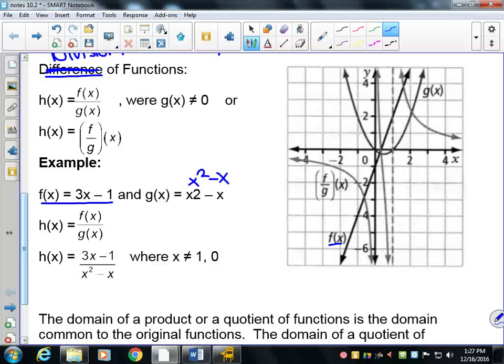Now, we don't know what that is yet. That's a rational function. Chapter 10 teaches us how to graph rational functions. For right now, we really don't need to know how to graph them, but we do need to be able to come up with values, like come up with numbers.